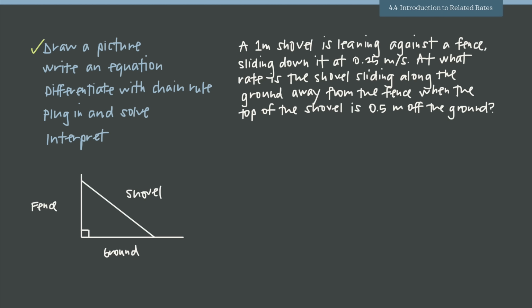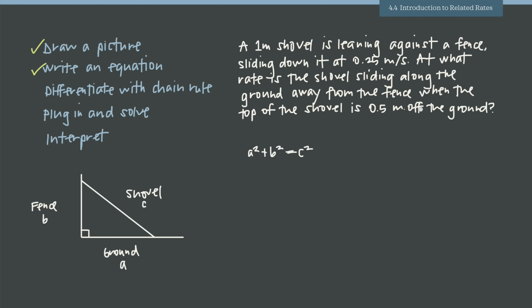Well, usually when we have a right triangle, the equation that we use, because it's the equation that relates the three sides of the triangle, is going to be the Pythagorean theorem, a squared plus b squared equals c squared. In our case, let's call the ground side A, the fence side B, and the shovel side C, because C is always the hypotenuse. So that's going to be the equation that we're going to start to work from.